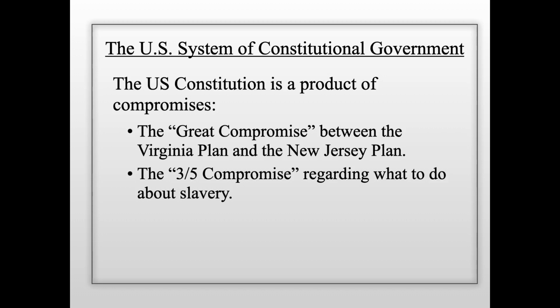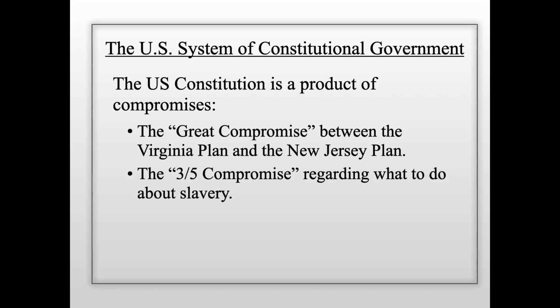The Great Compromise was a compromise between two competing plans called the Virginia Plan, which was put forth by the state of Virginia, and the New Jersey Plan, which was put forth by the state of New Jersey. Virginia, at the time, was one of the biggest states in the country. In fact, it was the biggest, most populated state in the country. And New Jersey was one of the smaller states.